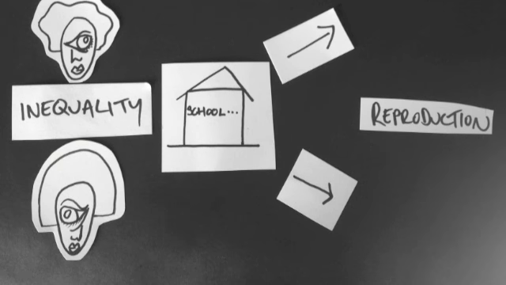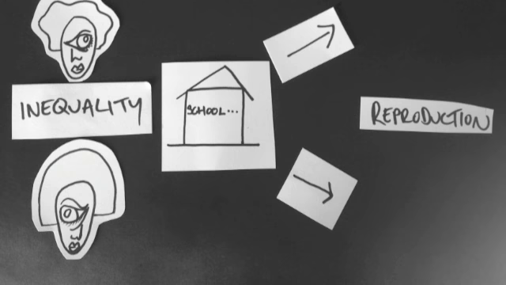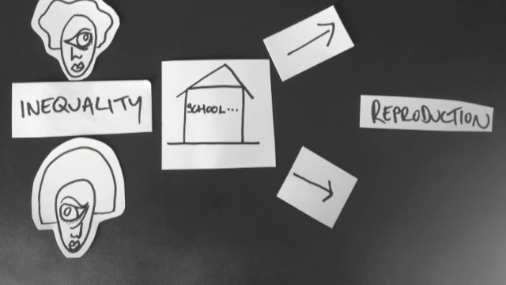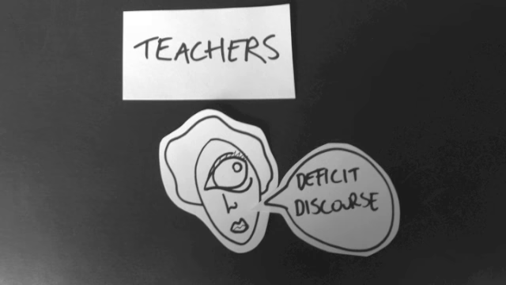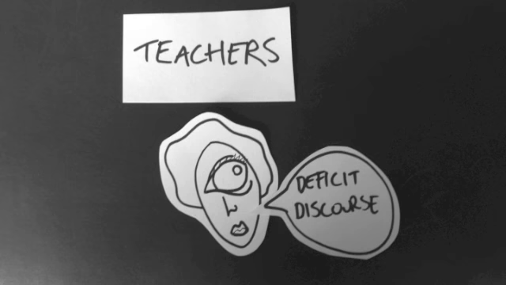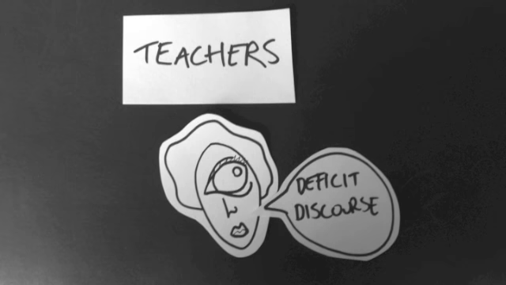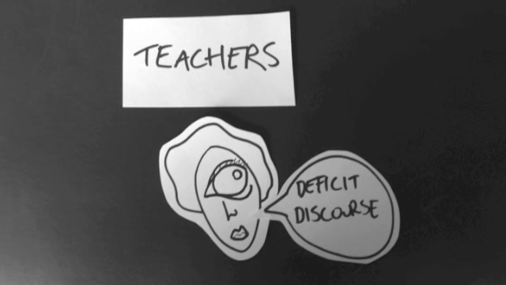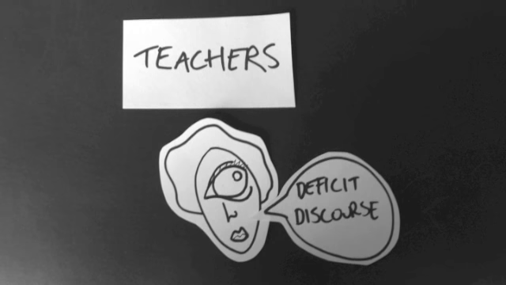Despite the fact that schools in New South Wales are required to provide inclusive education for all students, the reproduction of inequality continues to occur. Teachers play a role in the reproduction of inequality in the field of education. They may be engaging in deficit discourse, thus compounding the negative effects of social class on education.